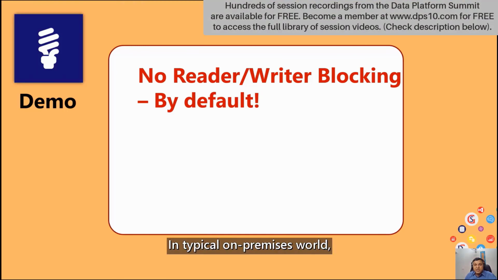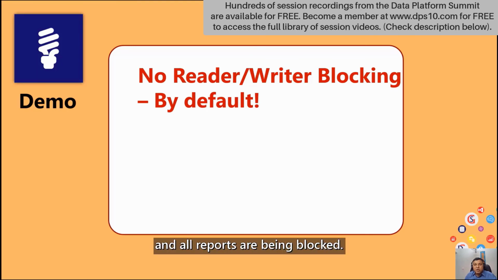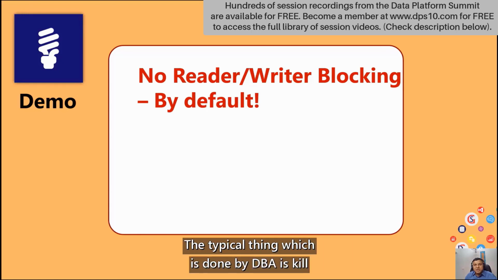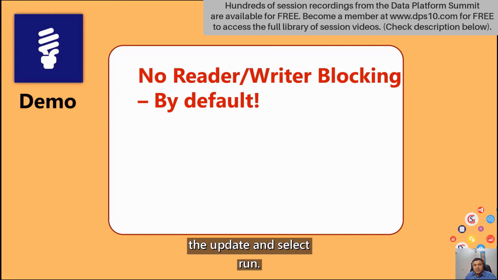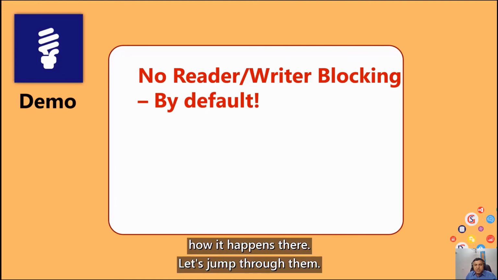In the typical on-premise world, you might have faced a situation where there's a big update going on, and because of that big update, users are not able to select the data, and all reports are being blocked. The typical thing which is done by DBA is kill the update and let select run, those kind of things. Now this demo will demonstrate the behavior of Azure SQL database, how it happens there. Let's jump to the demo.